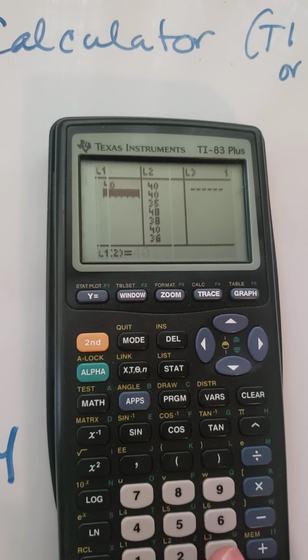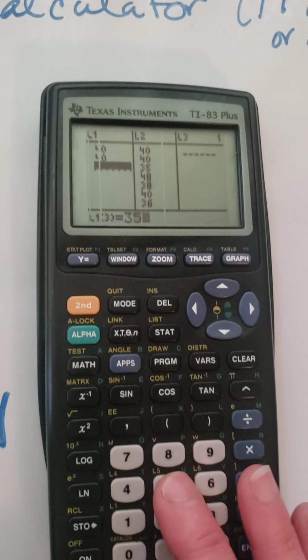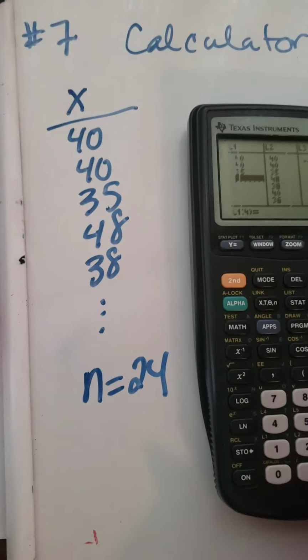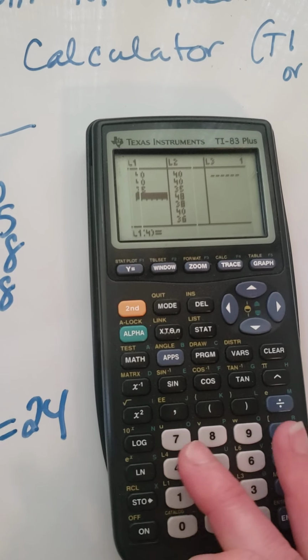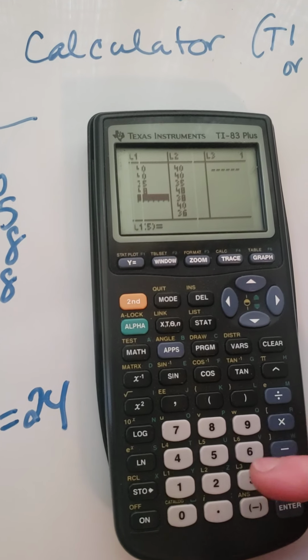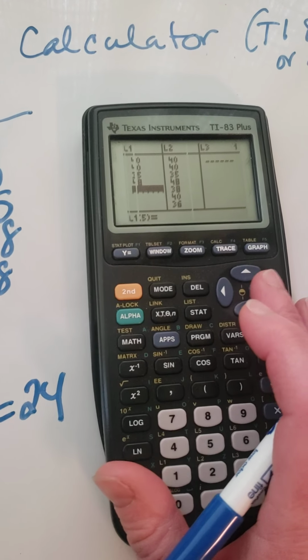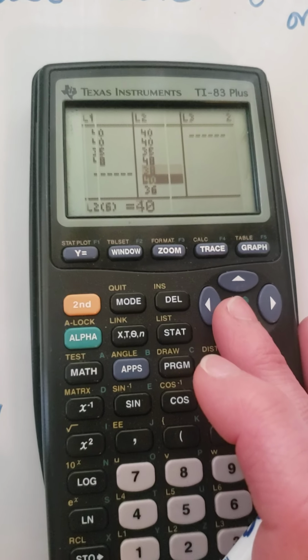So 40, enter, 40, enter, 35, enter. Remember, these are coming from here, from the problem number 7 and 6. 48, enter, and so forth. Okay, so you type in all 24. Okay, I'm not going to continue there because I already have them typed in list 2.